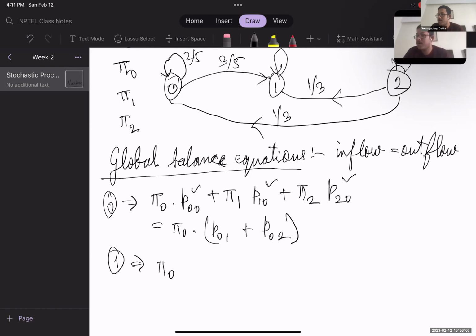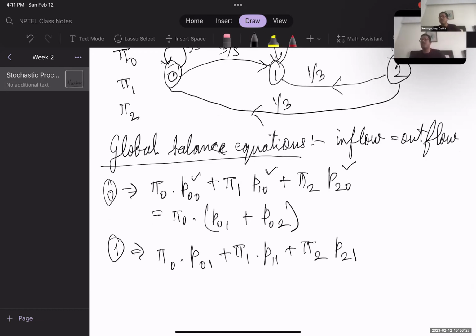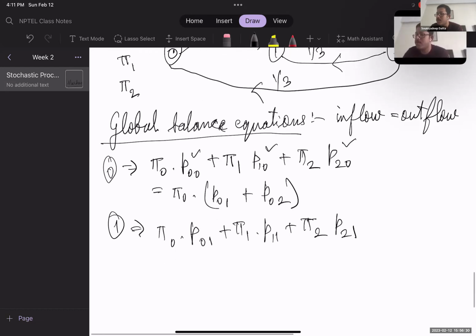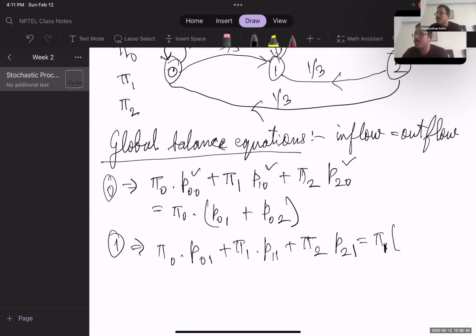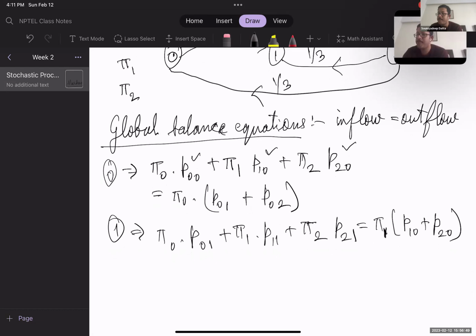So for state 1, you have pi 0 times p01, because you're moving from 0 to 1, plus pi 1 times p11 plus pi 2 times p21. You're trying to find out how you can come to state 1: either a self loop, or from 0, or from 2. And on the right hand side, you will have pi 1, the probability at state 1, times the total probability that you will move out of state 1. So that will be p10 plus p12, right?